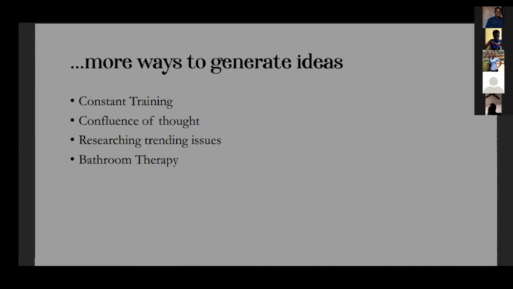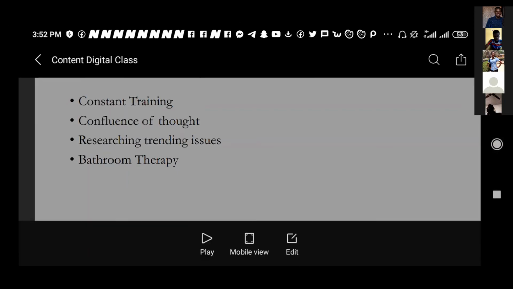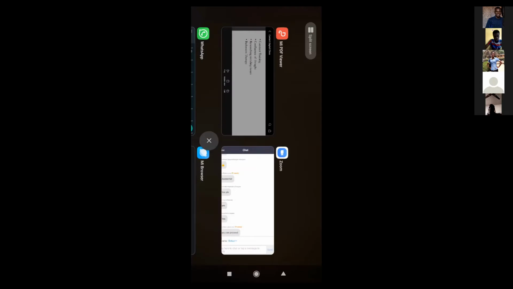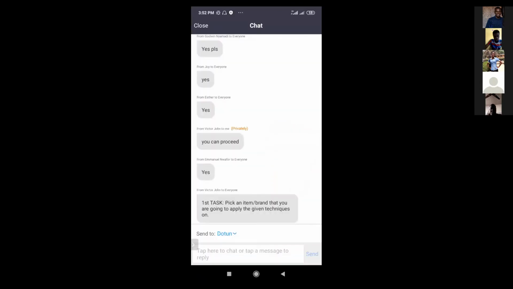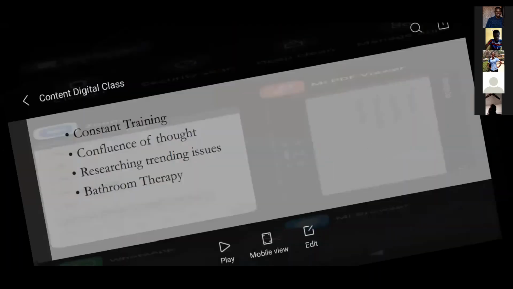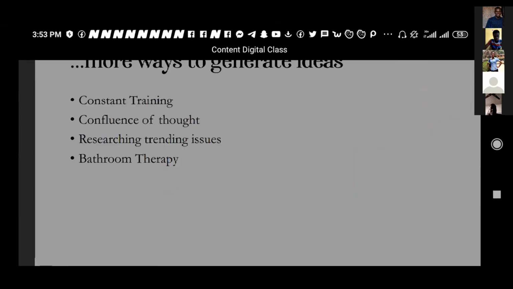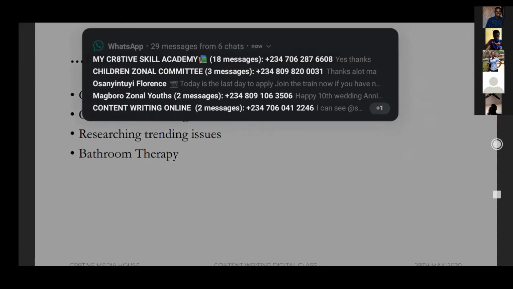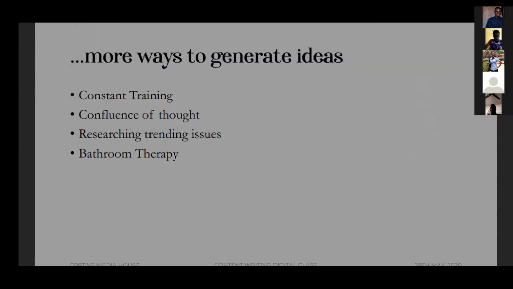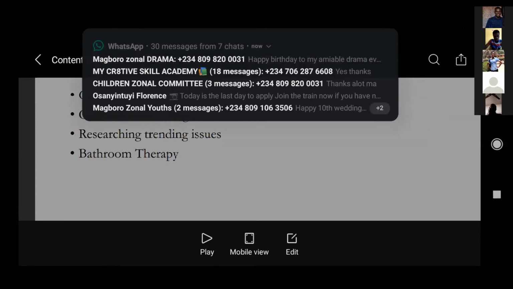after this session. So moving on, more ways to generate ideas. We have constant training. You keep training yourself. Now, there is no end to what we can learn. Like I said earlier, no idea is a waste. So every idea is needed. Every idea you have is important. So you train yourself. If you make a first draft, you develop, check again, and keep checking again. So constant training, very important.